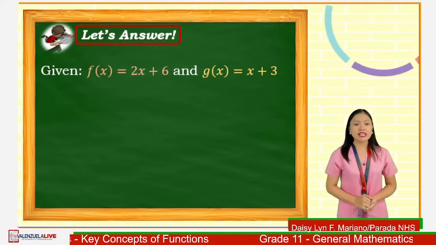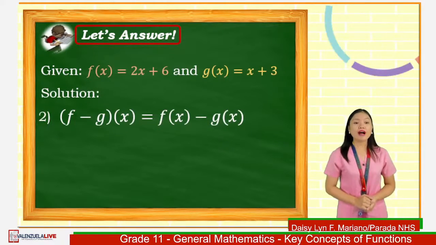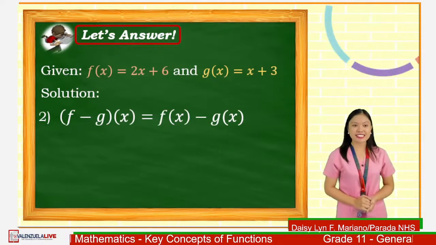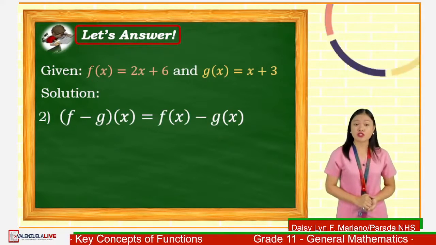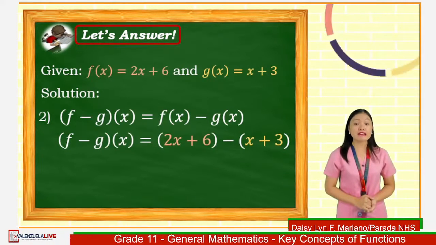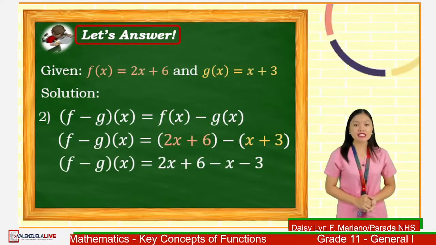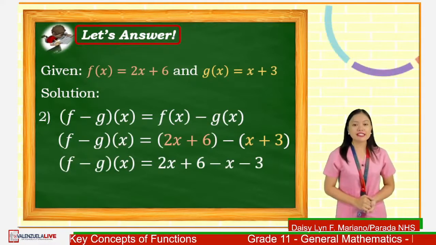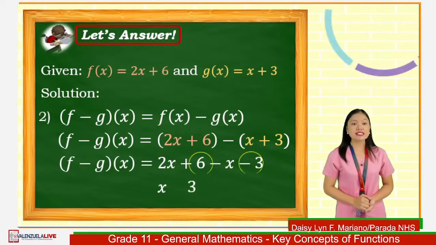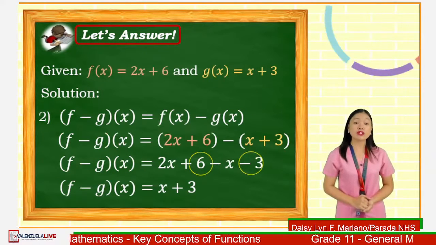For number 2, given the same functions, let us find the difference. That is, f minus g of x, which is similar to f of x minus g of x. Let us now substitute the given functions. We have quantity 2x plus 6 minus quantity x plus 3, which is similar to 2x plus 6 minus x minus 3. Combining similar terms, we have 2x and negative x as x, 6 and negative 3 as 3. So, f minus g of x is equal to x plus 3.